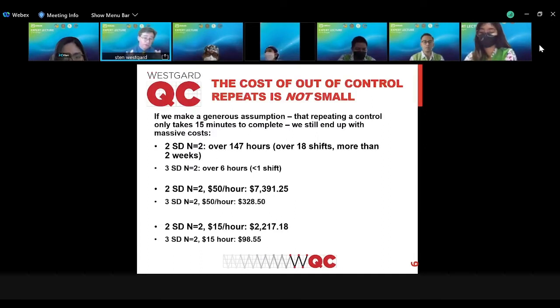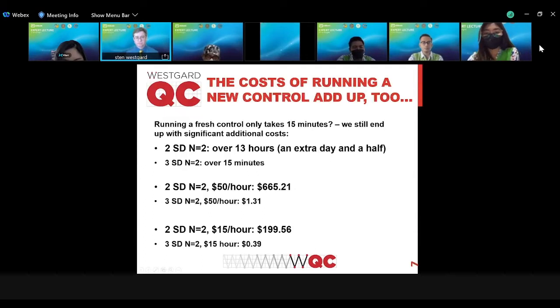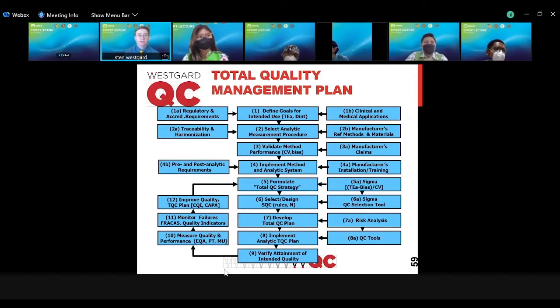versus if we had a lower cost, that might be a little over $2,200 in other parts of the world. But the cost is dramatically reduced if you have the 6 sigma QC. Now, instead of $7,400, it's $330. Instead of $2,200, it's less than $100. The cost of running up a new control, where I think we'll end the discussion.